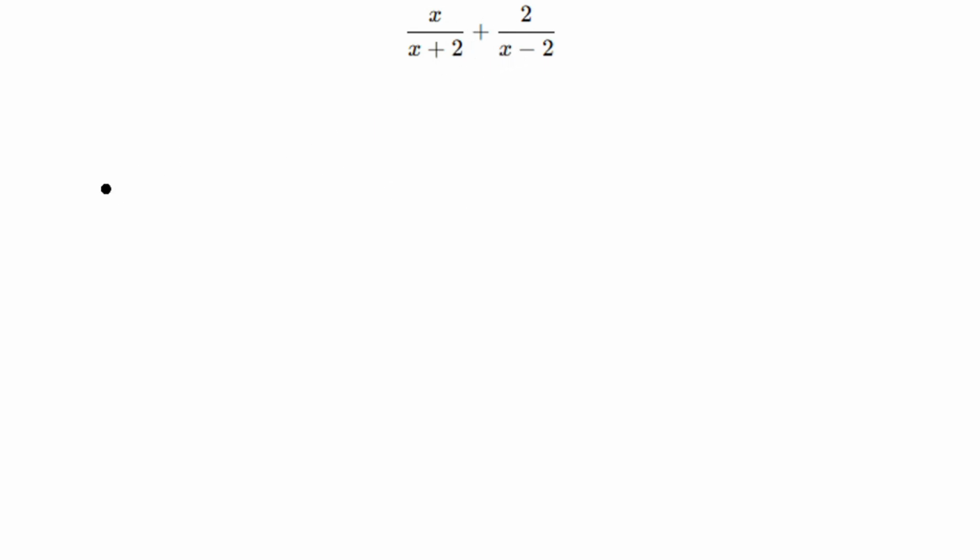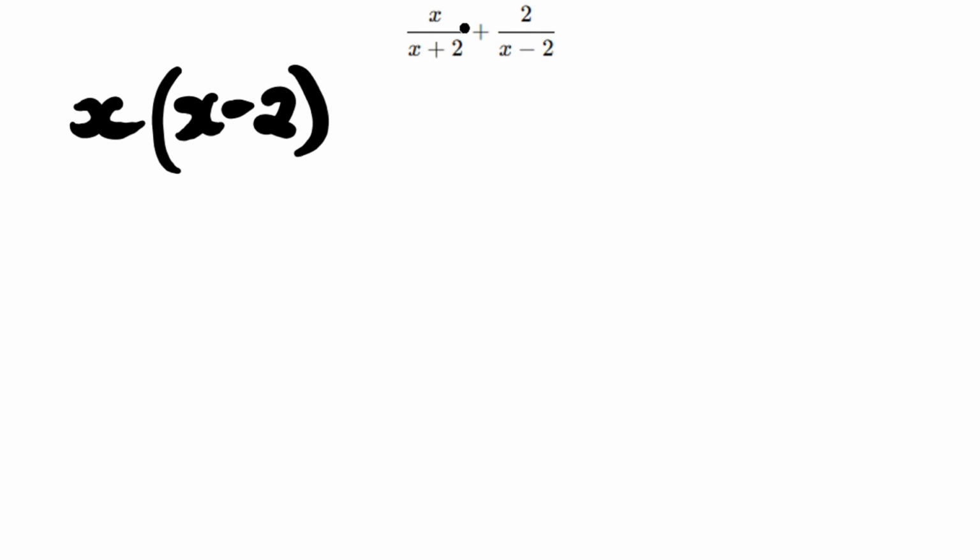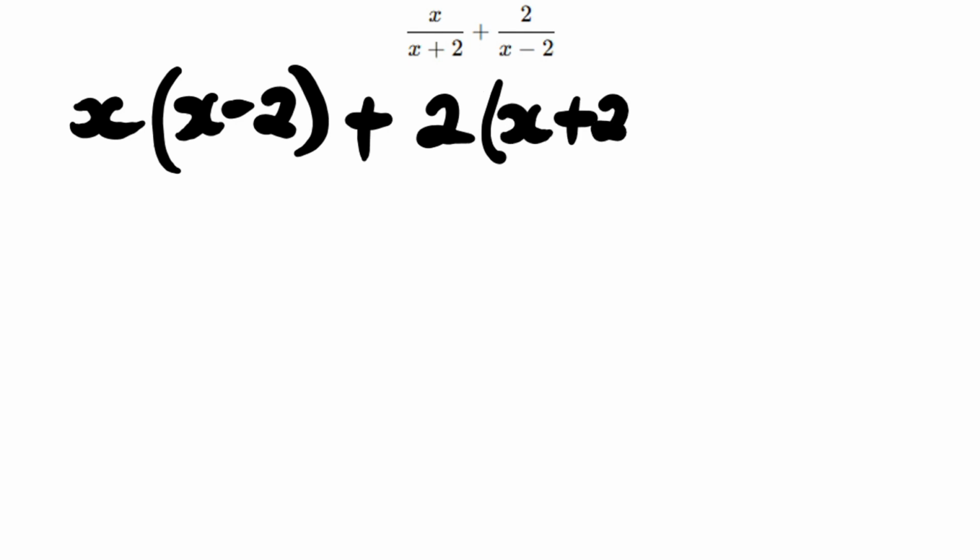So first the denominators, right? I'll be focusing on the numerator for now. I'll be simplifying the numerator. We know the denominators will multiply each other. So I'll multiply the numerator of this by the denominator of the other fraction, right? And the sign is plus, so plus the denominator of the other multiplied by the numerator of the second one, x plus 2. So here I'm just focusing on the numerator, so I will simplify the numerator and see.